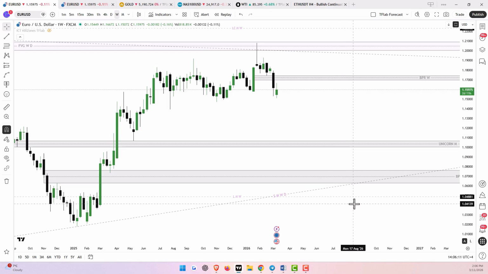I'm here with the daily analysis of the EURUSD currency pair for March 11th. As we saw last week, after the outbreak of war between Iran and the United States, the U.S.